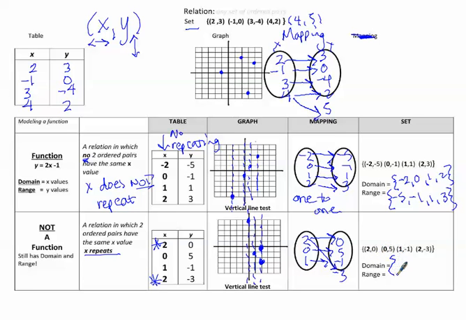Then if I need to define the domain and range, remember, domain is your x values, range is your y values, from least to greatest.